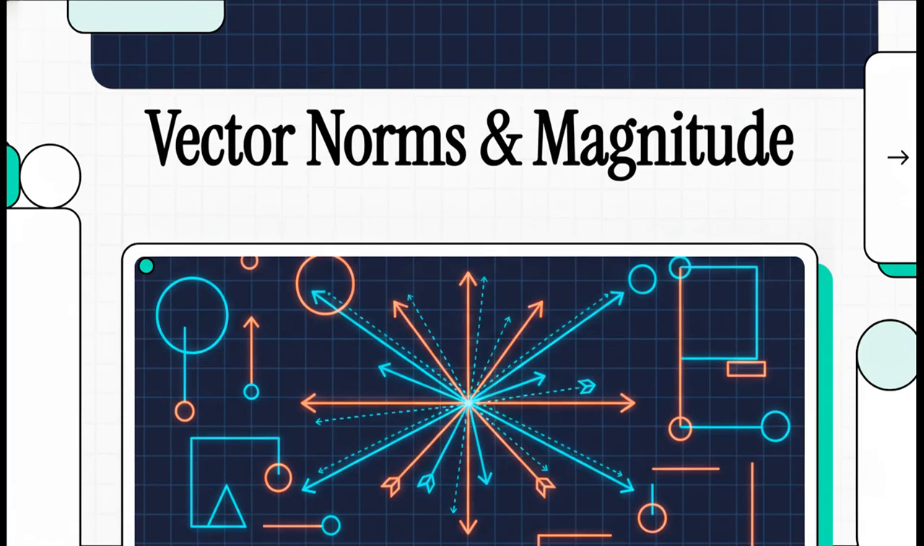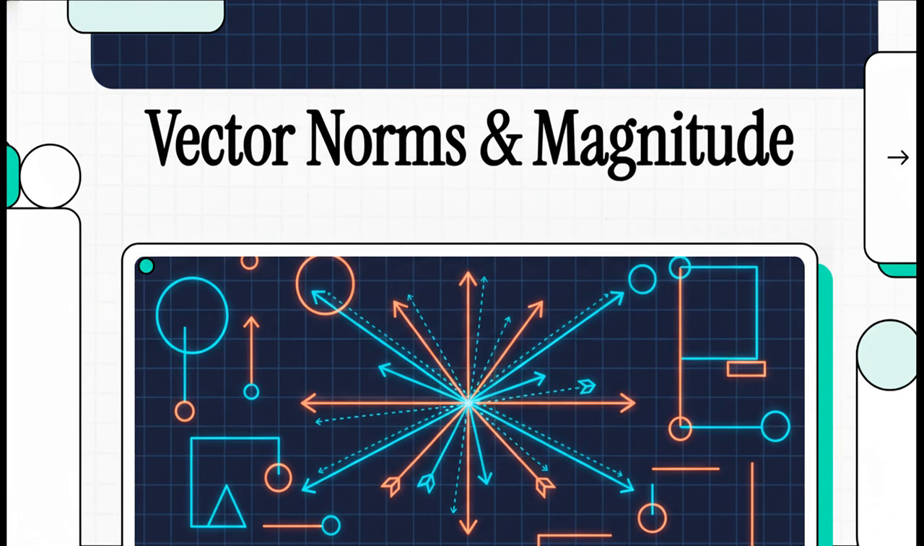Welcome to The Explainer. I am so thrilled you're tuning in today because we're going to tackle a concept that's literally the bedrock of modern artificial intelligence. If you're diving into linear algebra to figure out how large language models actually tick under the hood, you are in the exact right place. Today, it's all about vector norms and magnitude.